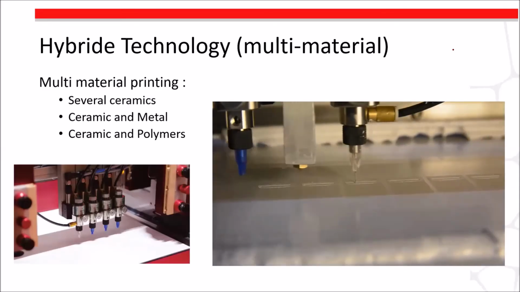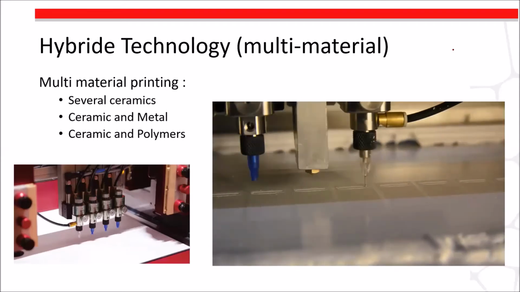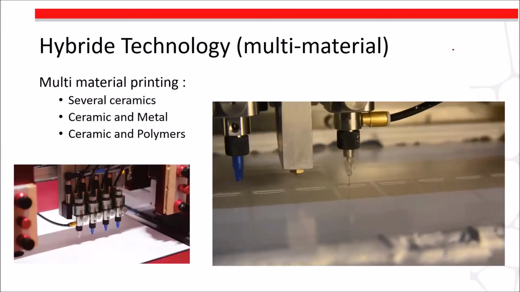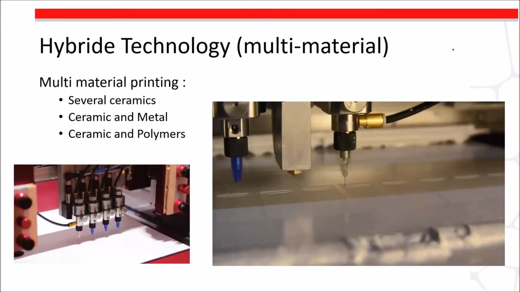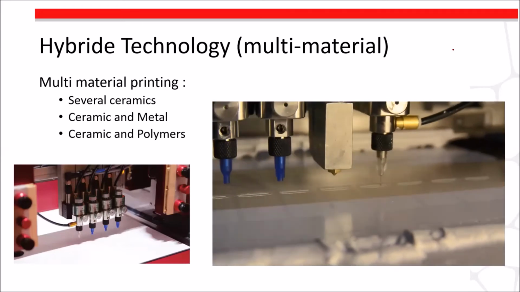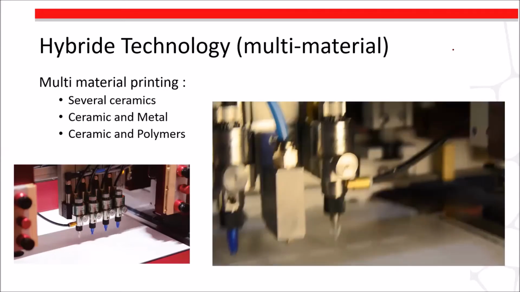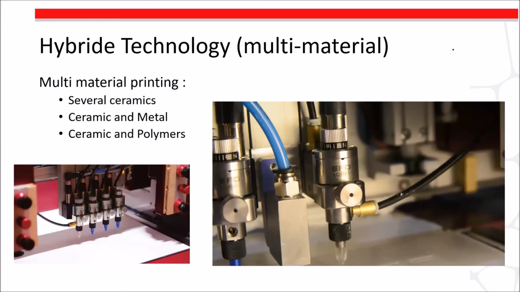We developed a tool to deposit other materials on ceramics. So it can be two different ceramics. It can be ceramic and metal, or ceramic and polymers, for example. So here is just a small video showing the nozzles depositing the other materials. That was developed on the middle machine, on the C900 machines, three years ago now.